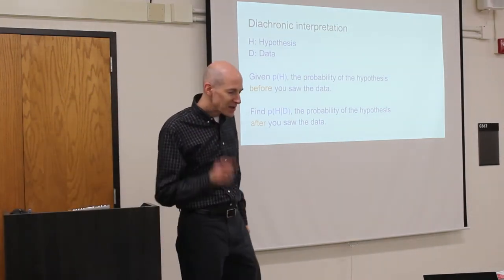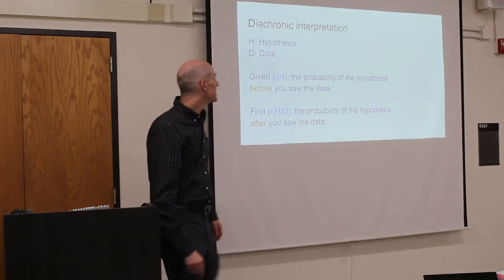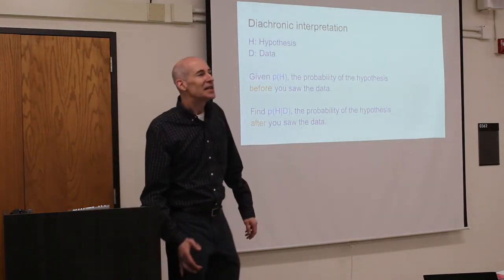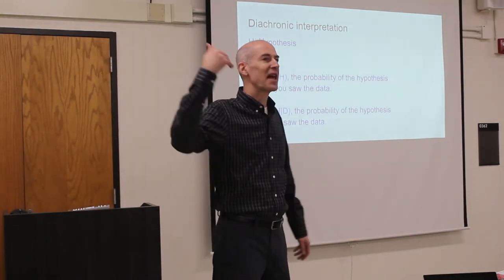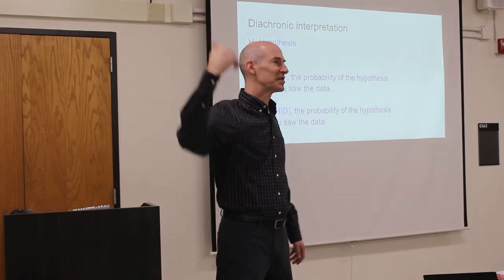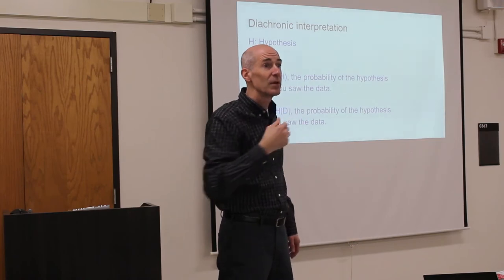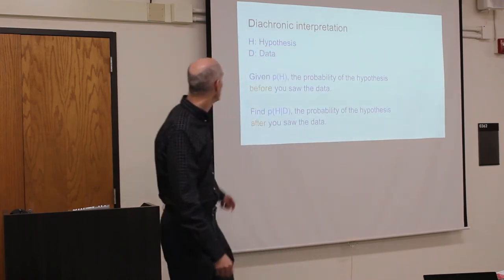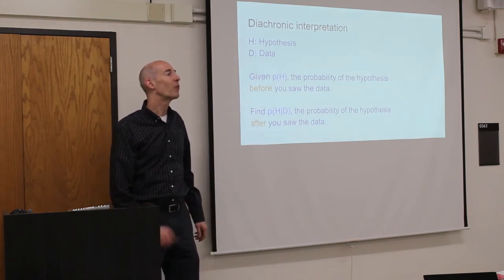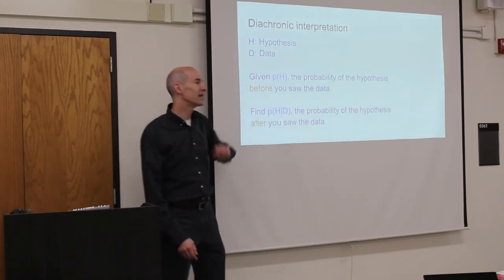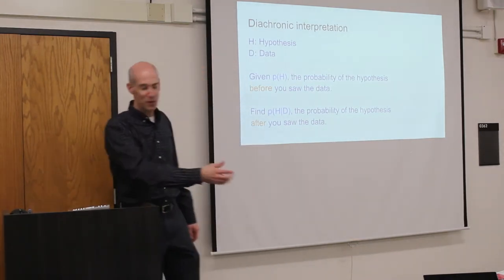In the context of Bayesian statistics, this is the interpretation we're almost always interested in, which is the diachronic interpretation. Diachronic is Greek for through time. It's the idea that you have a set of beliefs before you see some data, and what the data lets you do is update the belief. You change what you believe based on data, so you're given the probability of a hypothesis before you see the data, and what you're trying to find is the probability of the hypothesis conditioned on the data, or given that you have seen the data.